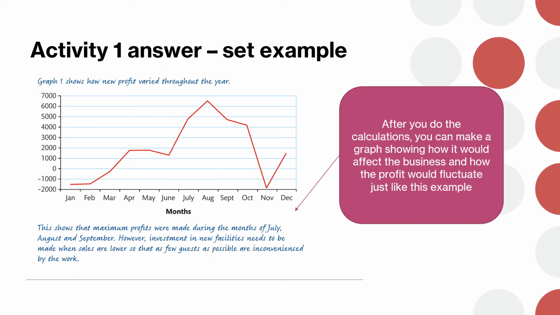Now, after you have worked out the calculations, just like it's shown here, you can make a graph which then analyzes the change in their profit and how their net profit will change throughout the year based on the calculations that you've made. You can make this graph in Excel, but make sure to bring it back to Word after. As it says here, after you do the calculations, you can make a graph showing how it affects the business and how the profit would fluctuate, just like it shows in this example.